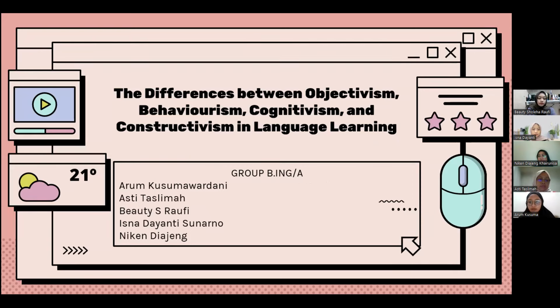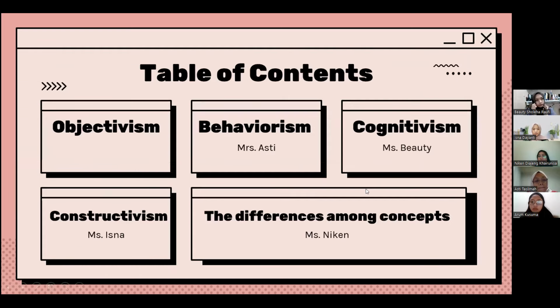We are from Group A, which consists of me, Arum Kusumawardani, Ma'am Asti Taslimah, Miss Beauty Raufi, Miss Isna Dayanti, and the last, Miss Niken Diajeng. We are going to discuss the differences between Objectivism, Behaviourism, Cognitivism, and Constructivism in language learning. This is the table of contents. First, Objectivism, Behaviourism, Cognitivism, Constructivism, and the last, the differences among the concepts. Next.